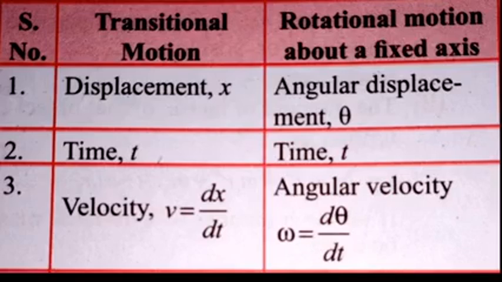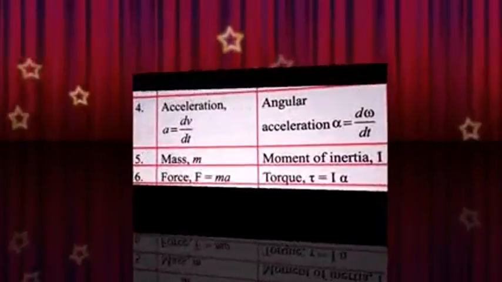Next, time. In both translational and rotational motion, the time is represented by the letter t. Then the third one, velocity. In translational motion the velocity is the change in displacement by time taken, that is v is equal to dx divided by dt. In rotational motion, the angular velocity is represented as omega, which is equal to the change in angular displacement by time taken. Therefore omega is equal to d theta divided by dt.